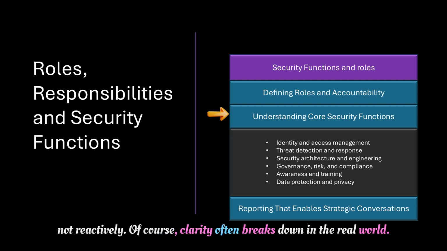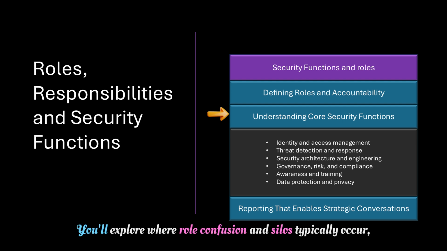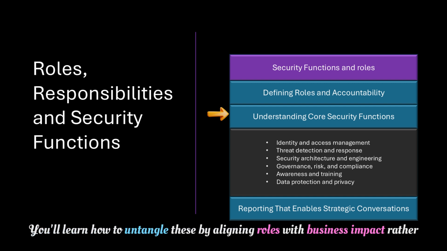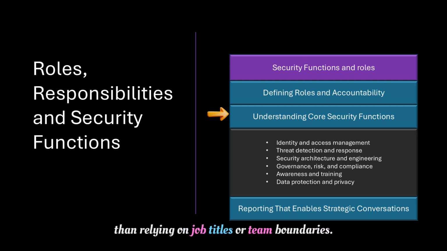Of course, clarity often breaks down in the real world. You'll explore where role confusion and silos typically occur, such as overlapping responsibilities between IT and security, or unclear accountability for cloud platforms. You'll learn how to untangle these by aligning roles with business impact, rather than relying on job titles or team boundaries. Your goal is to build a program where roles are respected, interfaces are well defined, and no critical responsibility falls through the cracks.